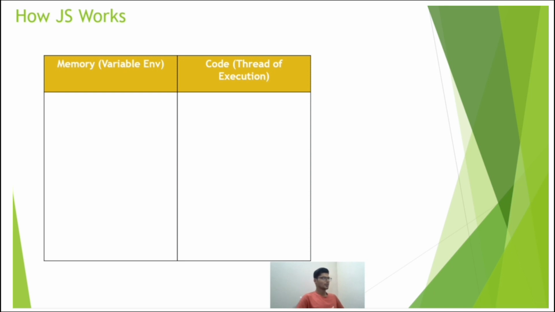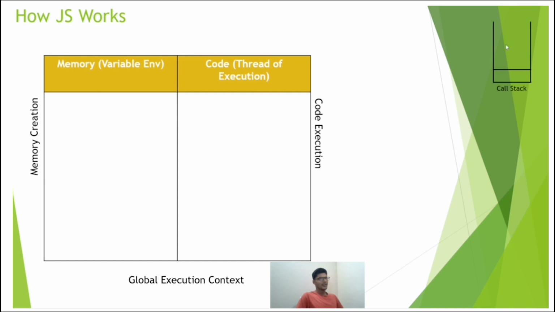One is the memory block, known as the variable environment. Another is the code block, also known as the thread of execution. So this complete block is a global execution context. This is the memory creation phase, and this is the code execution phase. Everything is created in the call stack.